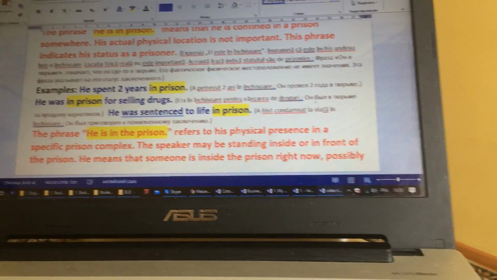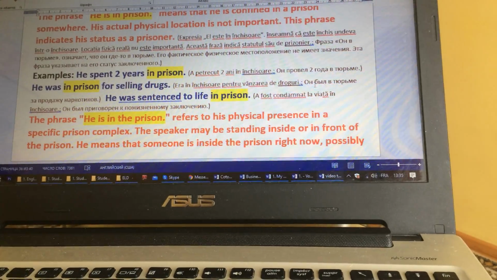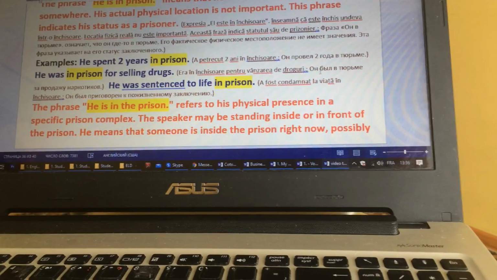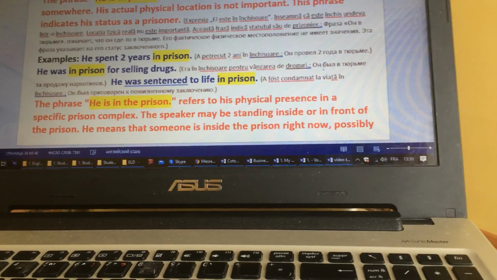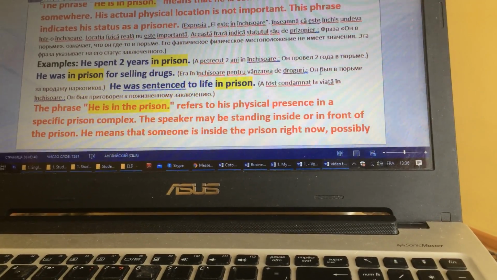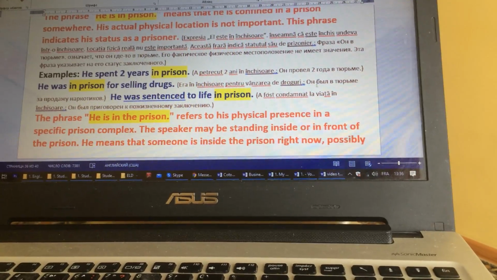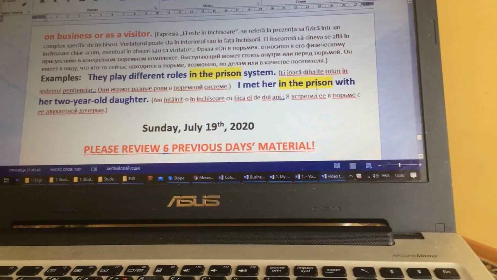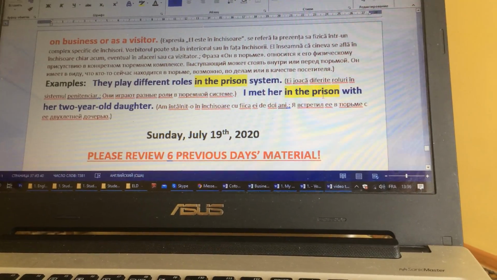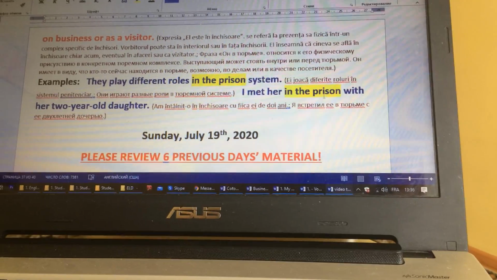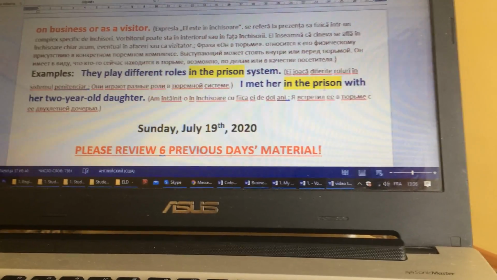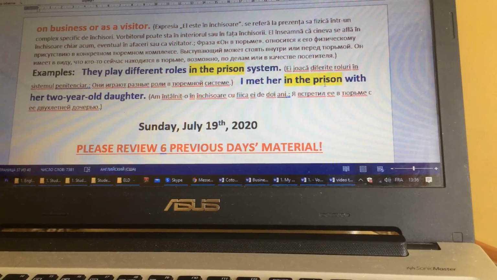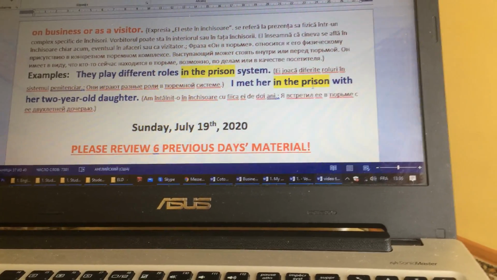The phrase "he is in the prison" refers to his physical presence in a specific prison complex. The speaker may be standing inside or in front of the prison. He means that someone is inside the prison right now, possibly on business or as a visitor. Examples: They play different roles in the prison system. I met her in the prison with her 2-year-old daughter.